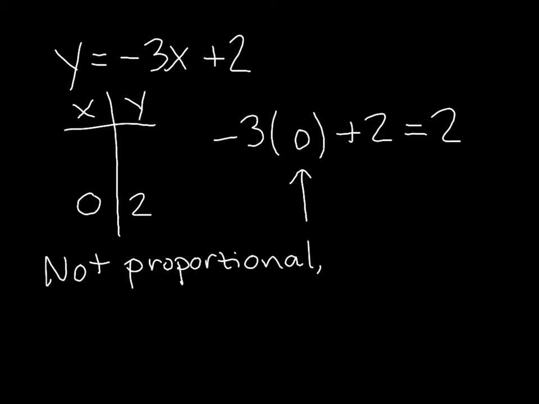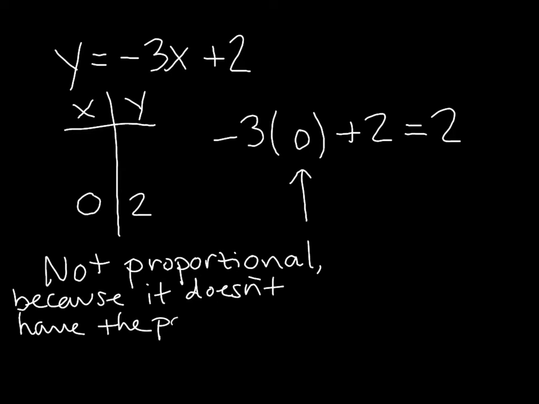And I can justify it by saying because it doesn't have the point 0, 0. Done. We finished our first example. I'm going to erase this and we'll try another one.